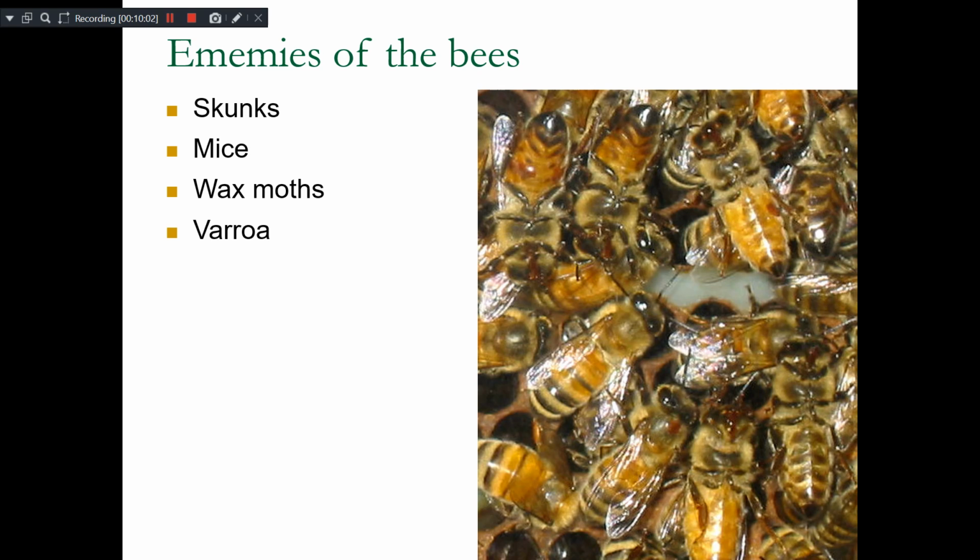Okay, before going for the enemies of the bees, I would like to talk about something about this honey for two to three minutes. Honey is the most nutritious food. It is rich in sucrose and glucose and easily digestible, and it has a lot of medicinal value. The medicinal value of the honey depends on the plants from which the nectar and pollen are collected. So nowadays there is a huge market for honey, especially monofloral honey, what you call. Monofloral honey means the honey collected from a single species of plant.